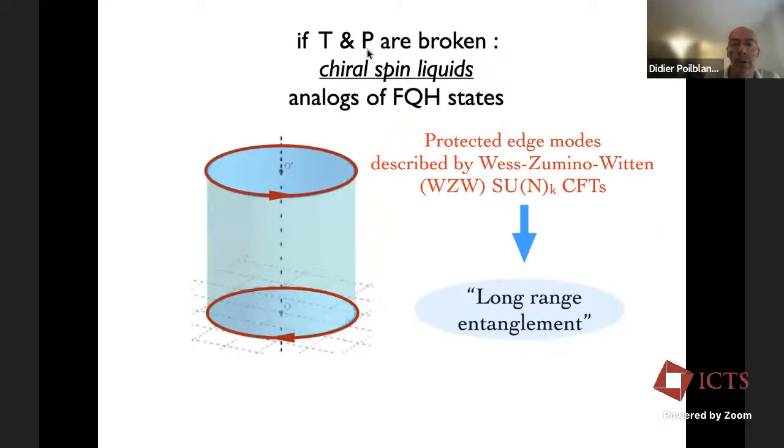Now, the particular feature that we are interested in is when the spin liquid is chiral, which means that time reversal symmetry and parity are broken, like in the fractional quantum Hall states. If I look at a cylinder, for example, what I expect is to see edge modes on the edge of the cylinder. These edge modes are supposed to be described by CFTs. This is a very clear prediction. These CFTs are well known: they are Wess-Zumino-Witten SU(N) level K CFTs, which makes a very clear prediction of what we should observe in our model. The fact that these edge modes are protected comes precisely from the fact that these states are long-range entangled, topological.